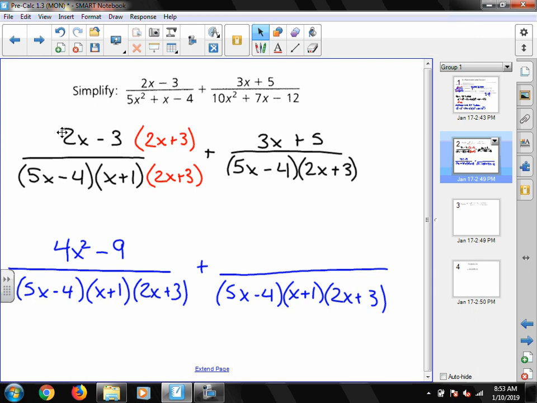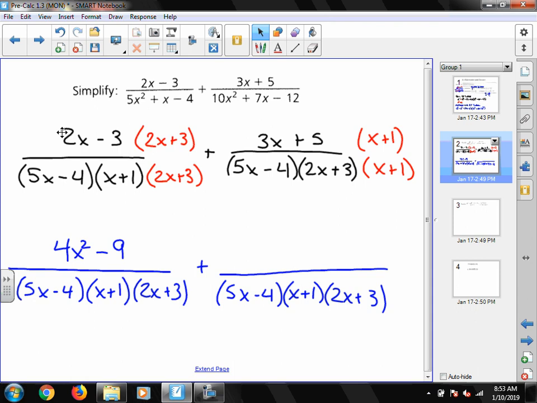And I repeat that same process. What am I missing from the second fraction that shows up in my common denominator that is not there? Well, I see it's the x plus 1 piece. So x plus 1 and x plus 1.